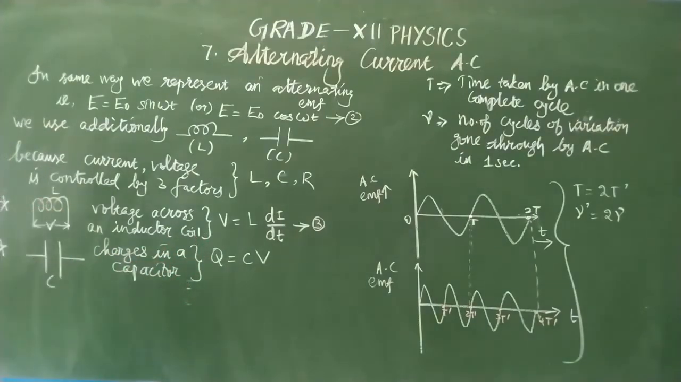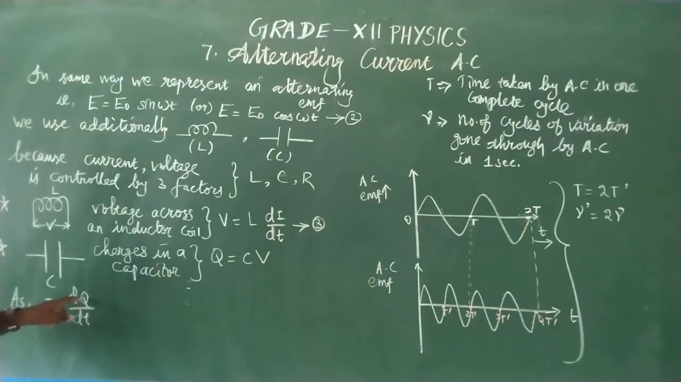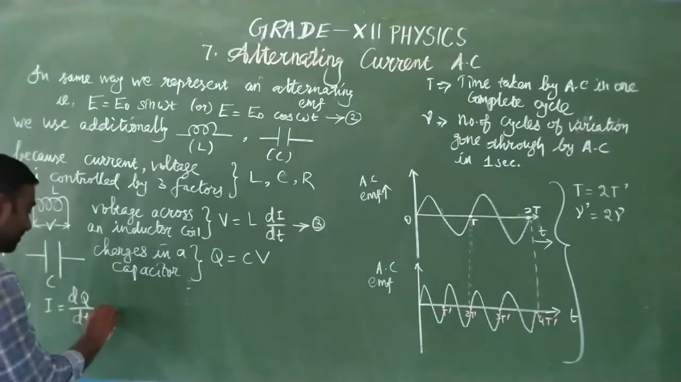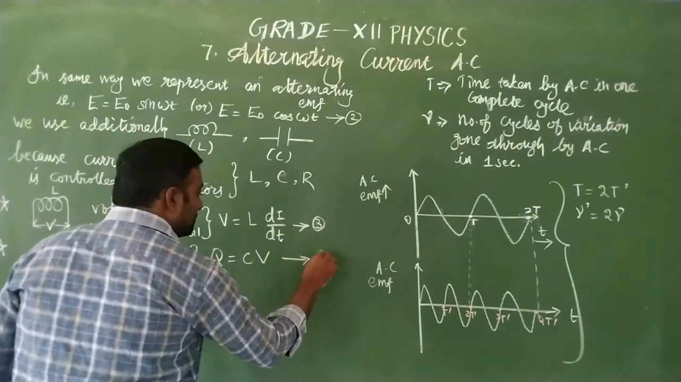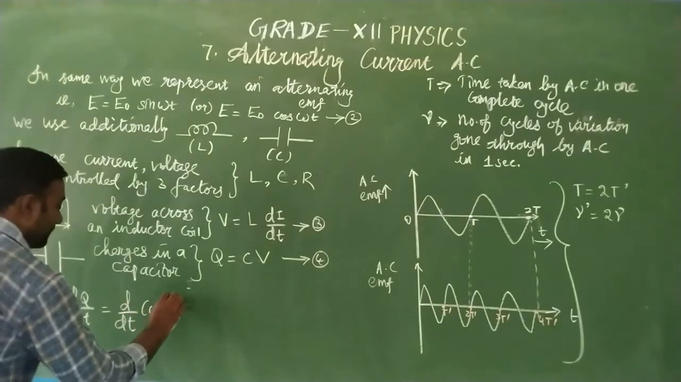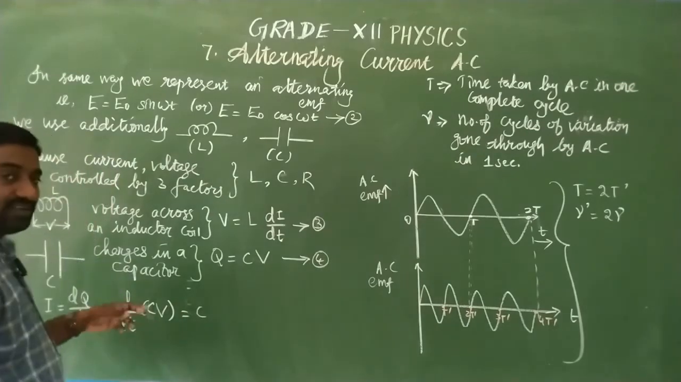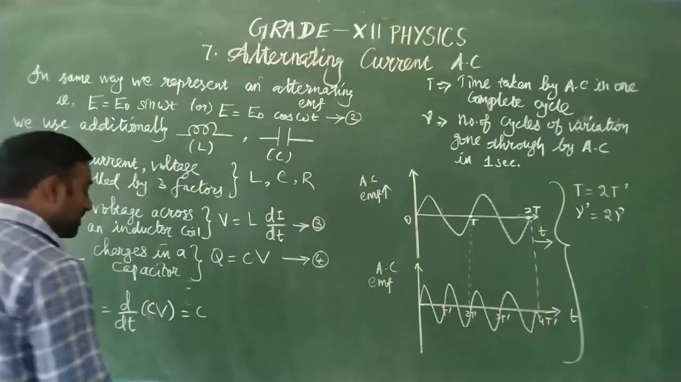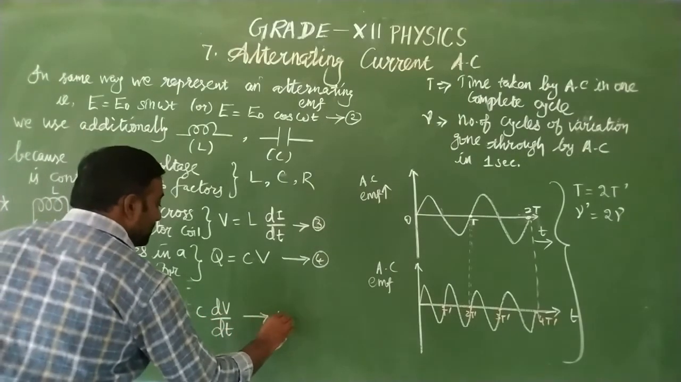But already we know the current. The current is the rate of flow of charges. That is I is equal to dQ by dt. So d by dt of the charge. The charge is given by this equation, Q is equal to CV. C is the capacitance value, a constant, so we cannot take its derivative. Only the voltage is differentiated with respect to time. So I is equal to C into dV by dt. This is equation number 5.